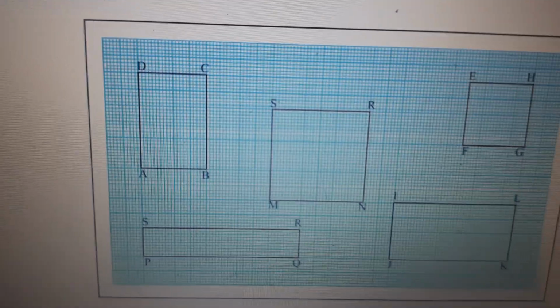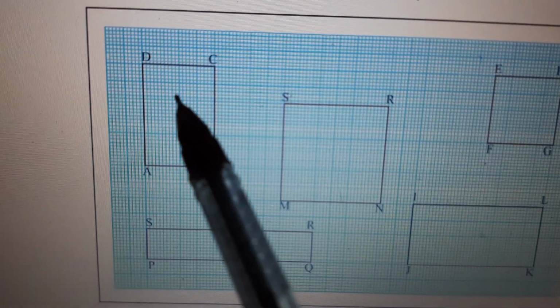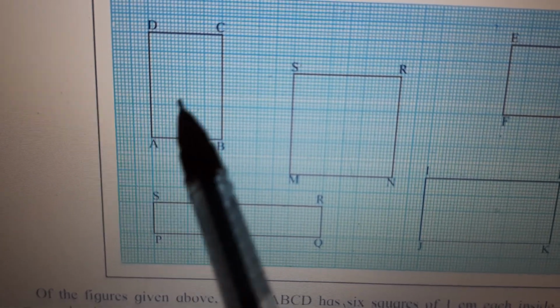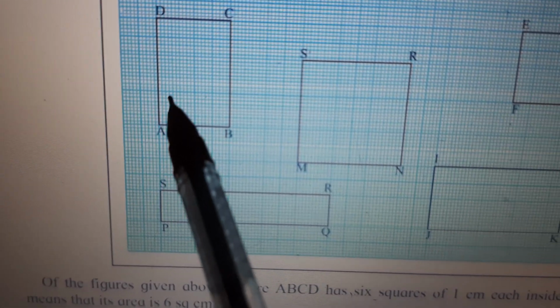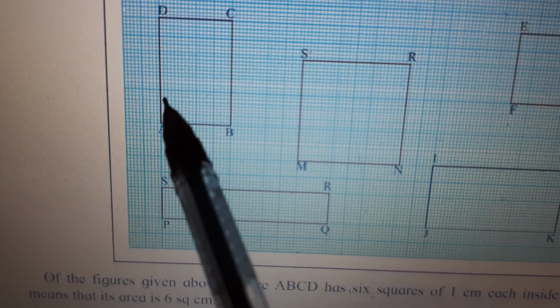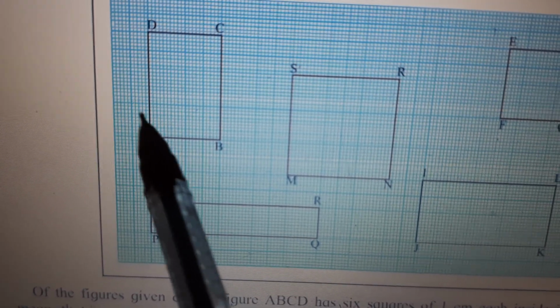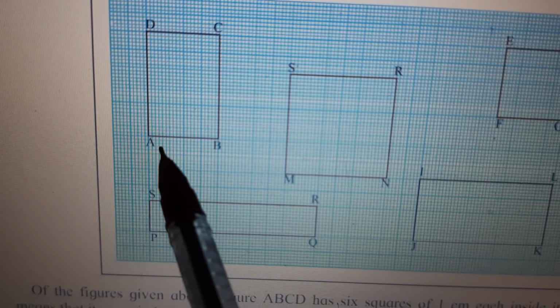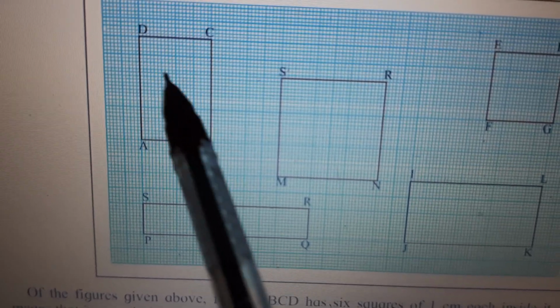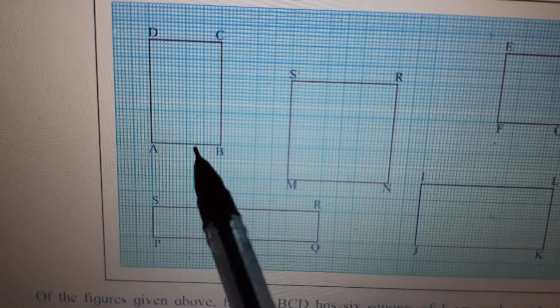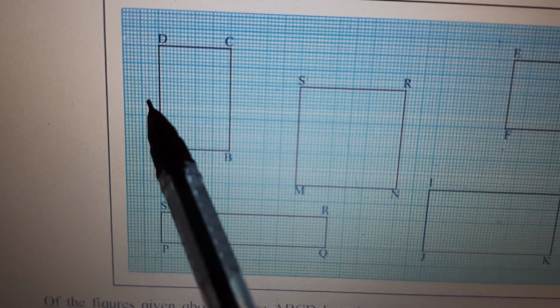So in this graph paper, children, when you draw this rectangle or a square, you can see in the graph paper there are squares of 1 centimeter. Inside that small squares are also there. Okay, so this rectangle, you can see it's covering up how many squares? 1, 2, 3, 4, 5, 6. So that means 6 square centimeter is the area of ABCD.